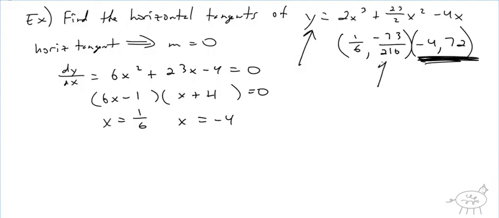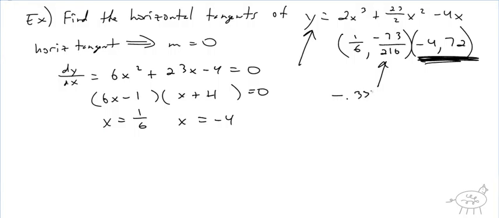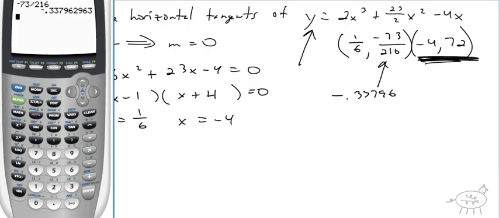Now, just because we're going to check it here in a little bit, let's figure out, just on our calculator real quickly, negative 73 over 216. So let's quit out of here. Negative 73 over 216 is negative 0.33796.